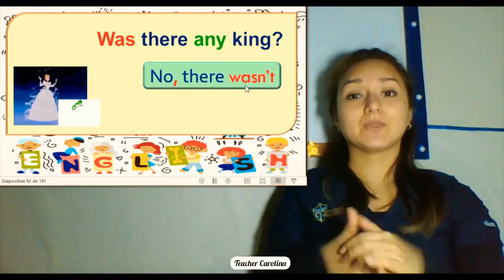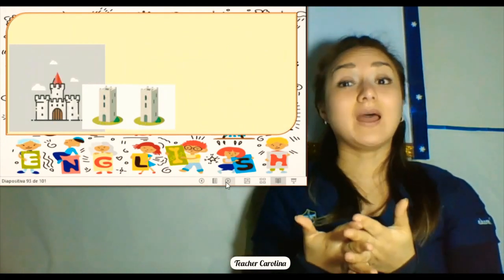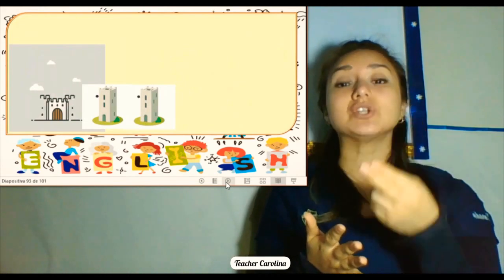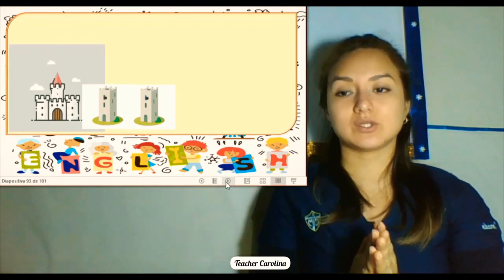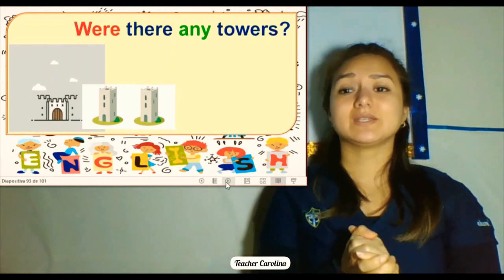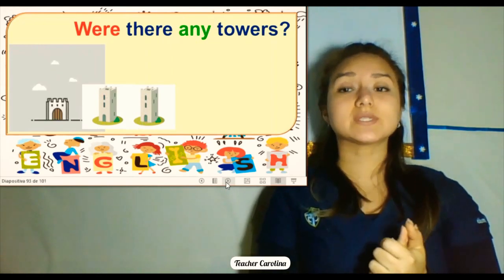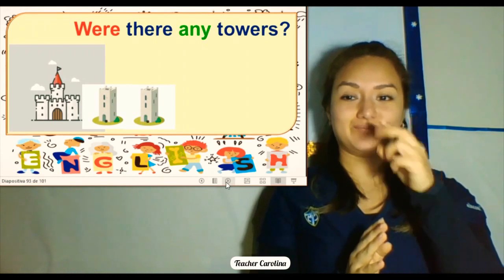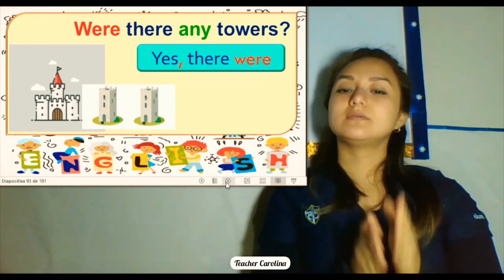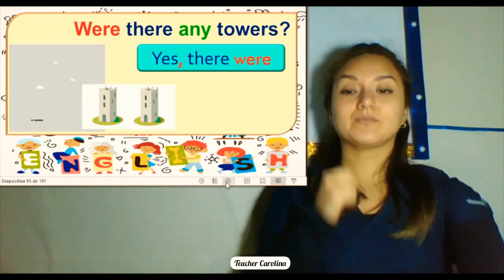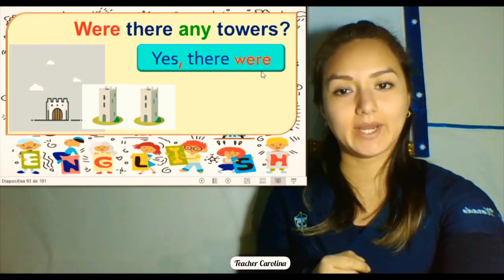Right? Okay. Now we have in here towers, right? What do you see in the pictures? Towers and a castle, right? So, it says, were there any towers? Were there any towers? Yes or no? According to the pictures, yes, right? Yes, there were. Take a look. My question, were. My answer, were.